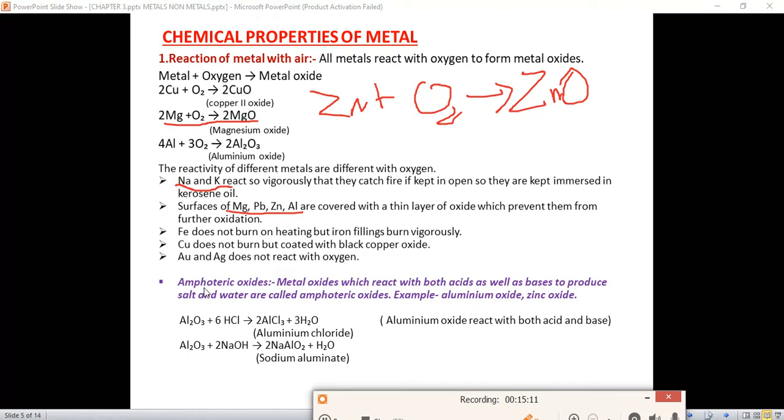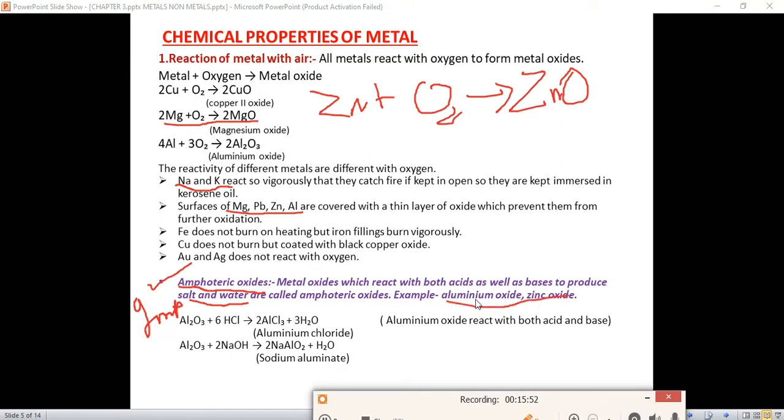Okay. Now we'll see what are amphoteric oxides. Very important topic. What are amphoteric oxides? Metal oxides which react with both acids as well as bases to produce salt and water are called amphoteric oxides. Examples are aluminum oxide and zinc oxide. Amphoteric oxides are those oxides which can react with bases as well as acids. So you have to remember, amphoteric oxides will react with both acids and bases. Examples are aluminum oxide and zinc oxide.